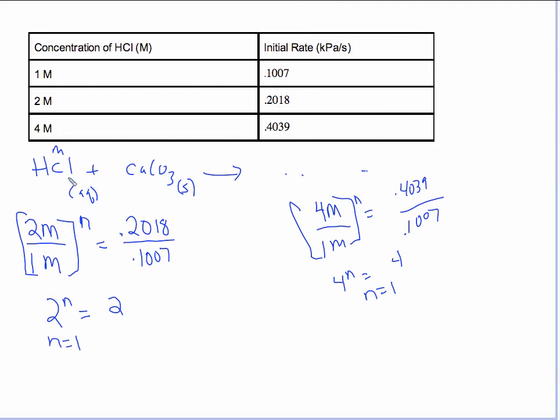So the order of the reaction in terms of HCl is first order. The exponent that you get, that's the order. So it's a first order reaction.